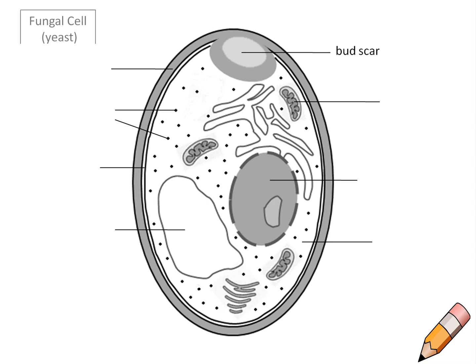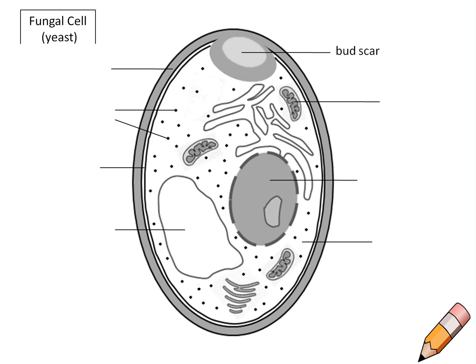So now looking at the fungal cell. This time the fungal cell is an oval shape, and it's very, very similar to what a plant has, apart from it does not contain chloroplast. So we'll go through each structure again, but this should be good revision.